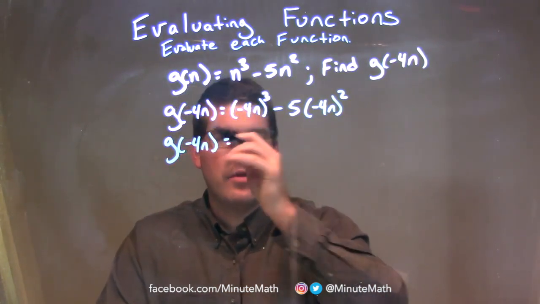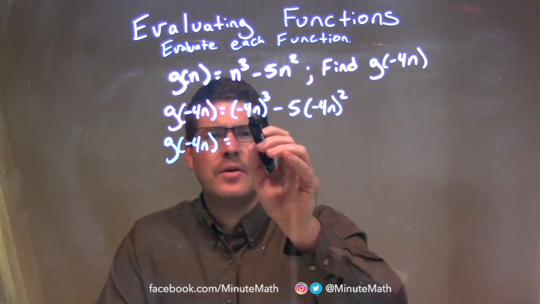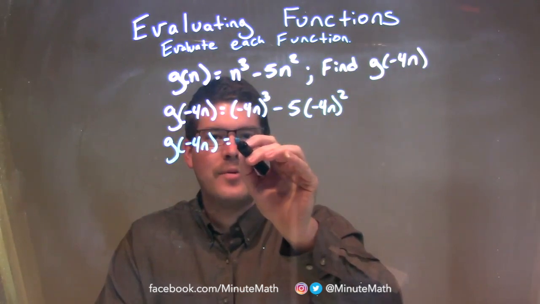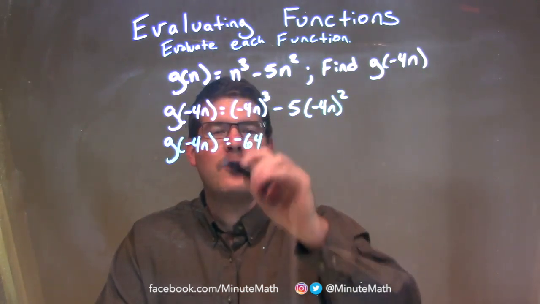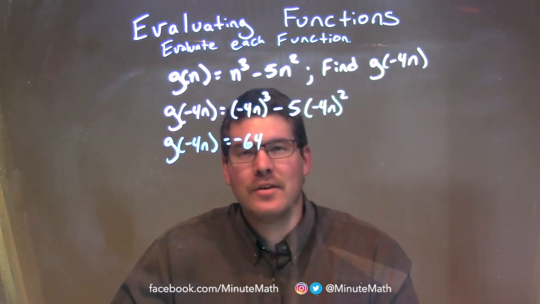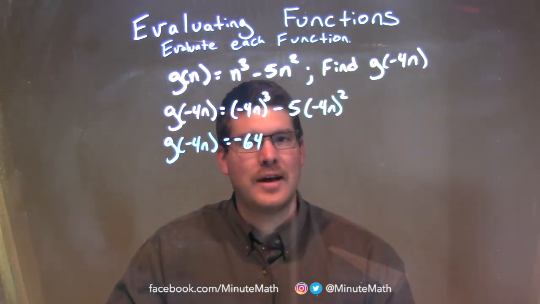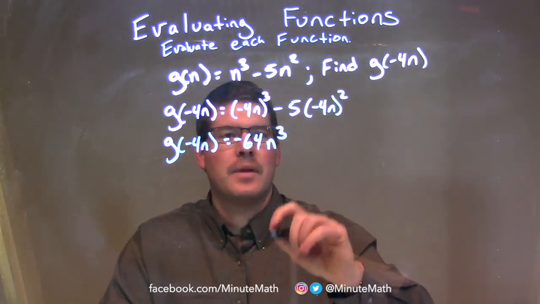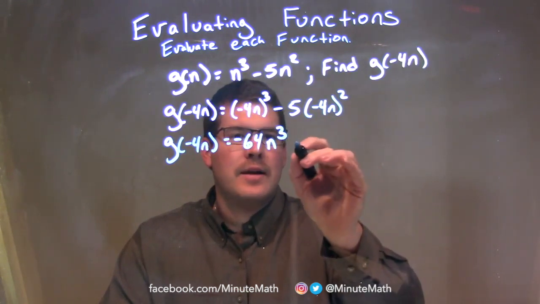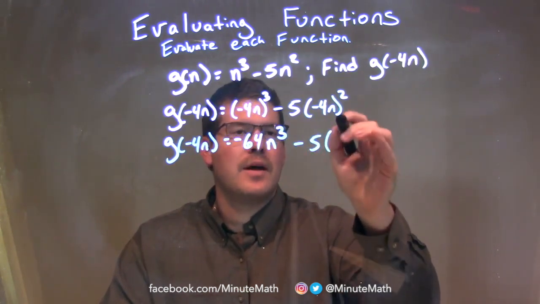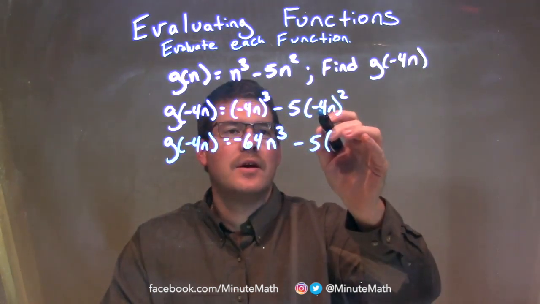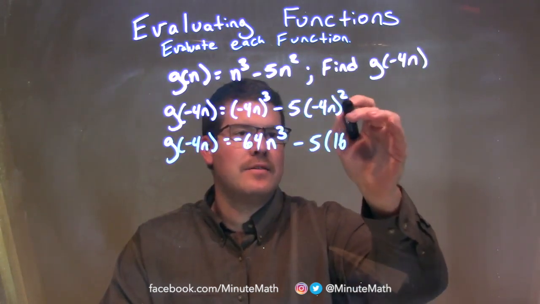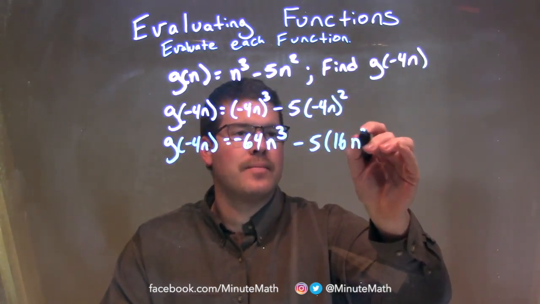So we have negative 4n to the third power. Well, what we need to do is, okay, negative 4 to the third power is a negative 64. Right? Negative 4 times negative 4 is a positive 16, and positive 16 times negative 4 is a negative 64. And the third power also goes down to the n, so we have n to the third power right there. So now we have subtracting by 5 times, okay, negative 4 to the second power. Well, negative 4 times negative 4 is a positive 16. And we have n squared, or n times n is n squared.